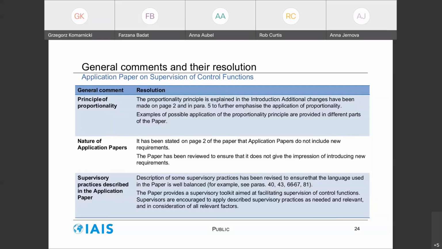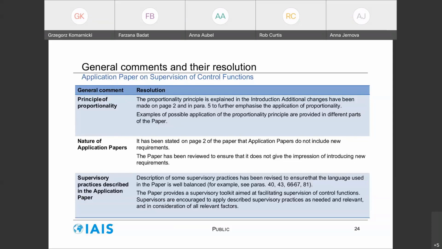And regarding comments on the principle of proportionality, which is the first one we wanted to touch on, we would like to confirm that proportionality applies to the content of the application paper. We have highlighted this in the general description on page 2 of the paper to reinforce that message. The proportionality principle is also explained in the introduction, and you can find in the paper examples of applying this principle in practice. We've also stated on page 2 of the paper that the application papers do not include new requirements, which was a comment that we had from a few respondents.